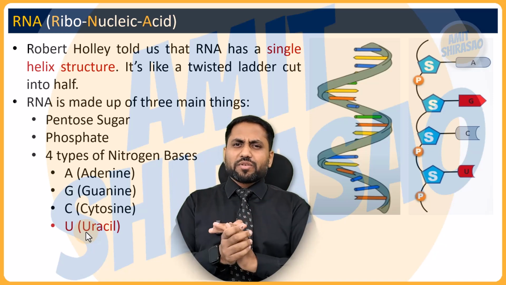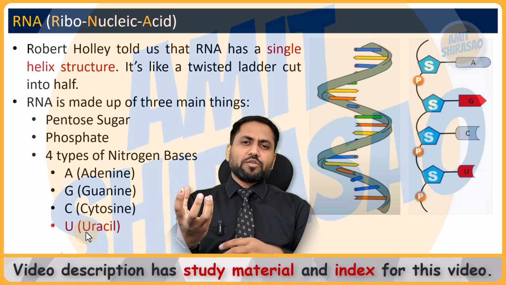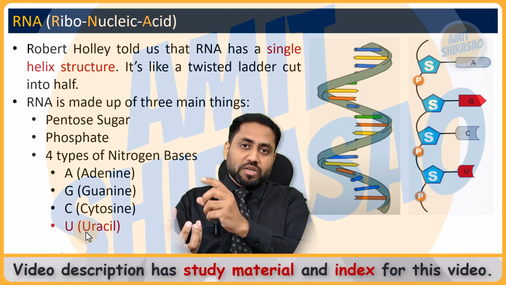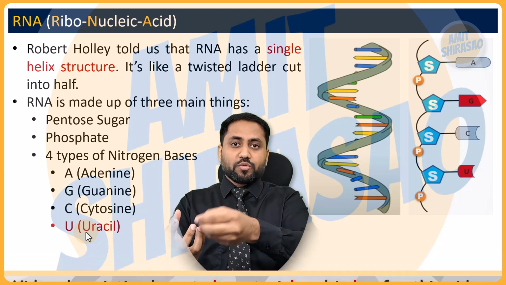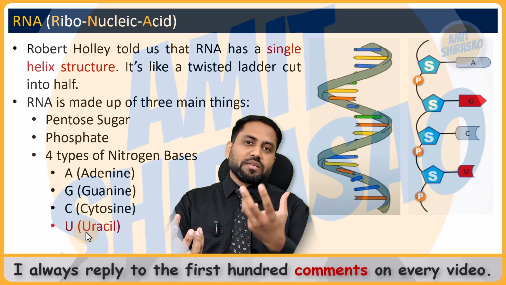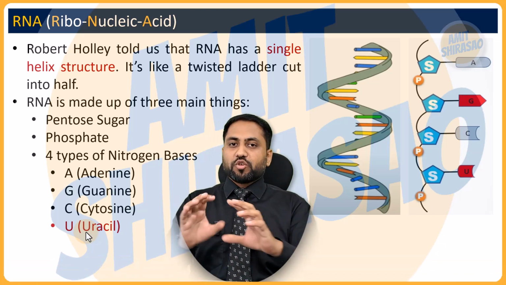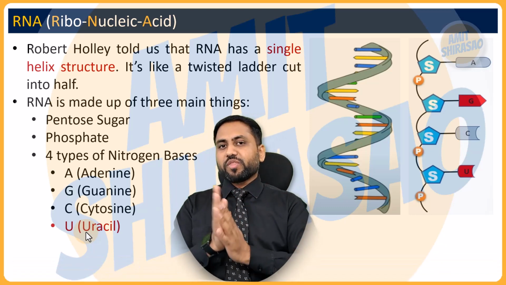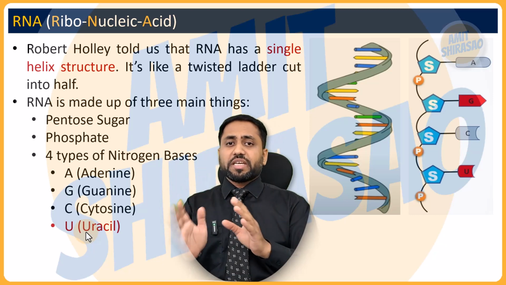And there is a third difference also, that DNA always stays in the nucleus, RNA gets generated in the nucleus but keeps floating around. So you can find it in the cytoplasm as well, outside the nucleus. So these are the 3 differences between DNA and RNA.